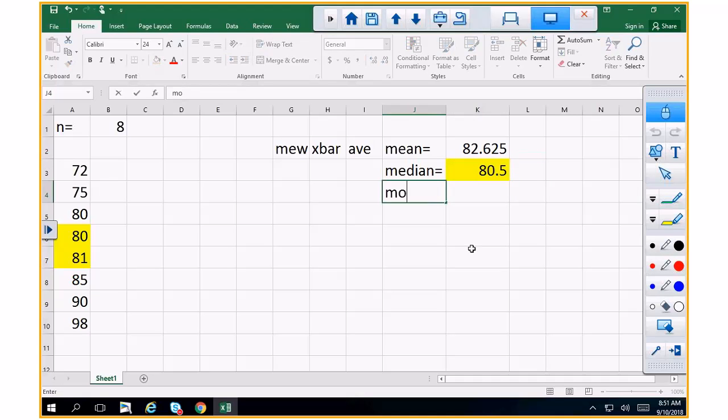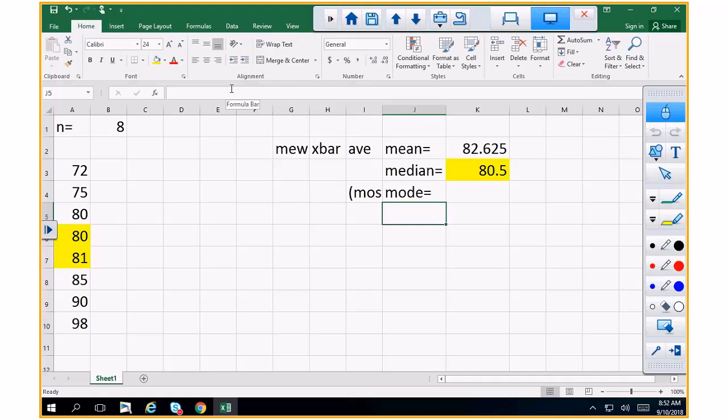Mode. What are the first two letters of mode? M-O. What are the first two letters of most? M-O. So it's easy to remember. The mode is the one that shows up the most. Can you have more than one mode? Yes. Monomodal, bimodal, trimodal, and polymodal.